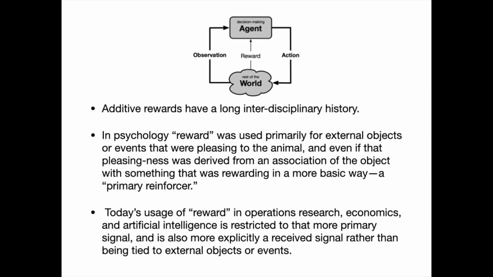In psychology, reward was used primarily for external objects or events that were pleasing to the animal, and even if that pleasingness was derived from an association of the object with something that was rewarding in a more basic way, a primary reinforcer. Today's usage of reward in operations research, economics, and artificial intelligence is restricted to that more primary signal, and is also more explicitly a received signal rather than being tied to external objects or events.